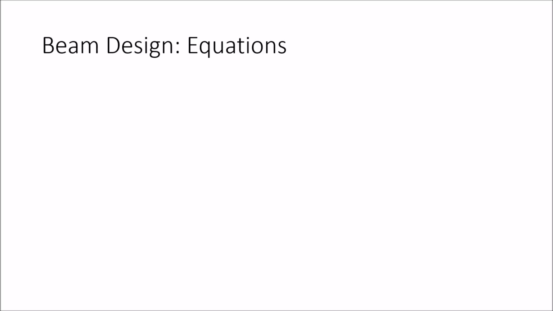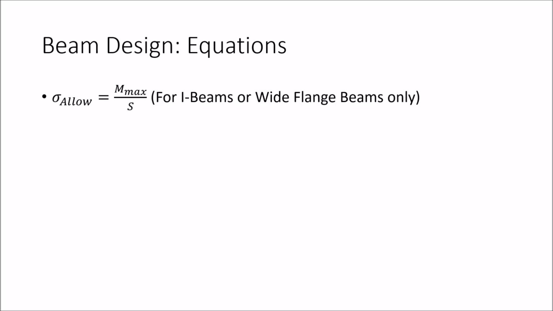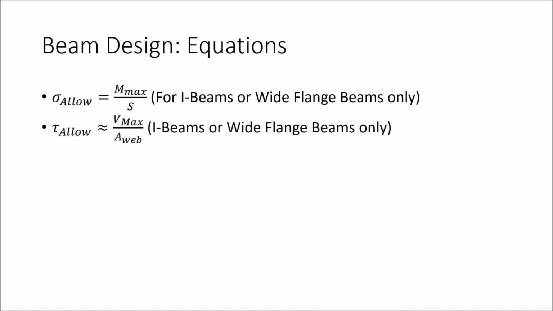Our first equation is to find the S factor for I-beams. When we want to find this, all we need to take into account is the allowable normal stress and the maximum internal moment. Then when we want to find the limiting shear stress factor, we need to find the maximum internal shear force and then divide it by the area of the web, which is usually the depth of the beam multiplied by its thickness.